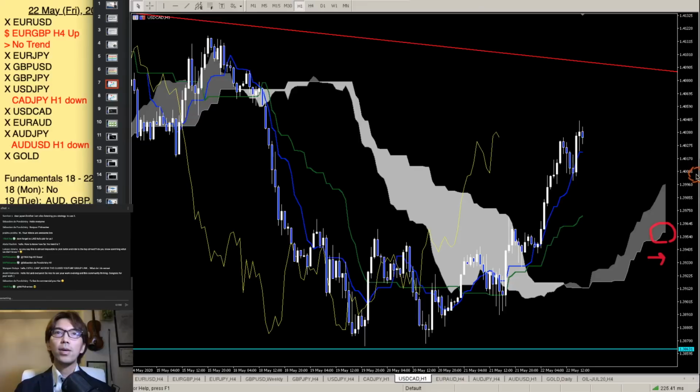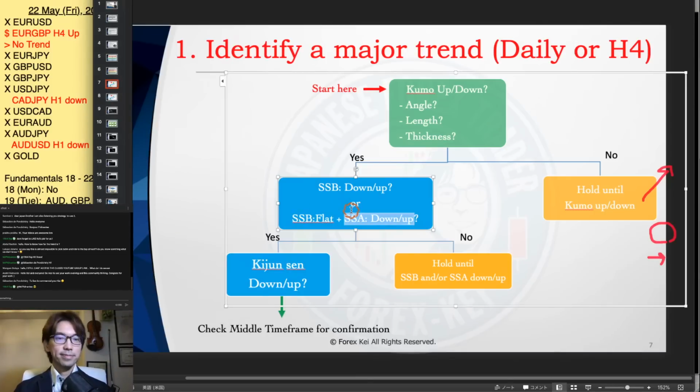So let's take a look at the Senko span A. And right now, as you can see, it's moving up. So that's when we can confirm this one. And we can move on to the next question, which is the Kijun Sen: if Kijun Sen is also moving up or not. If it's flat, then the market is consolidating, so it's not a great timing to entry or to look down at the lower time frames. So let's see if the Kijun Sen is moving up.